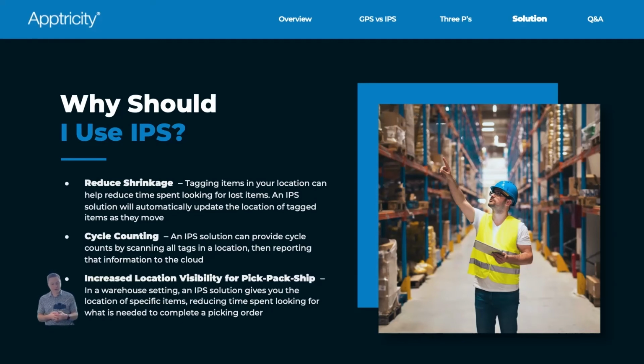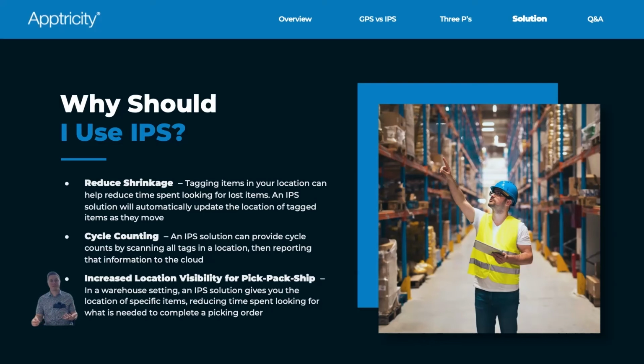And then we talked a little bit already about pick, pack, and ship. Basically, if I'm in a warehouse and I know I need to pick, pack, and ship specific SKUs off of a pallet, or I need to go pick a particular item, I don't have to spend my time wondering what bin it's at. I can go to my IPS system and say, oh, I know that this SKU is in this location. I can go pick from there. So it increases your visibility for pick, pack, and ship.